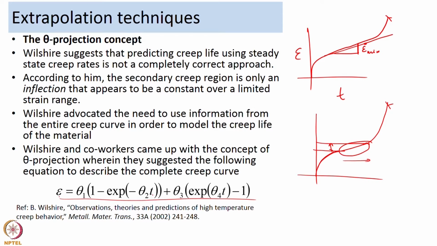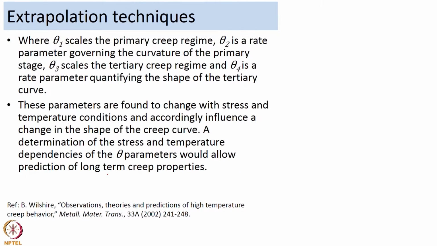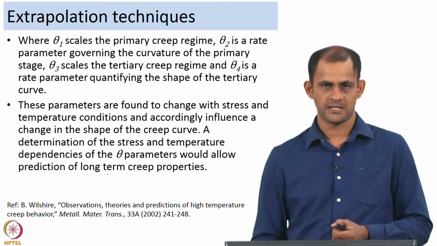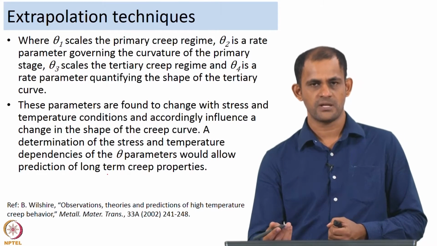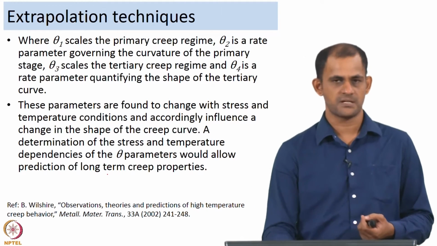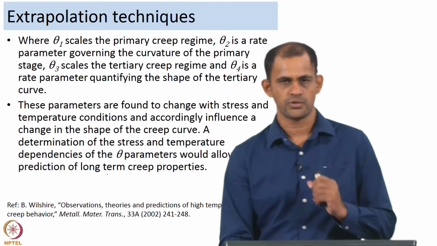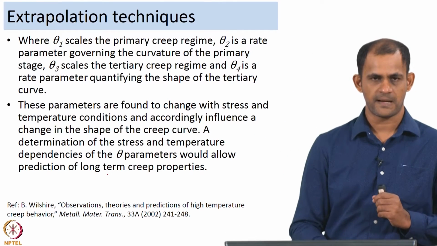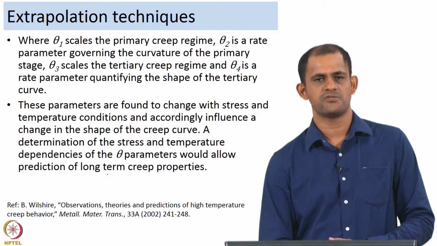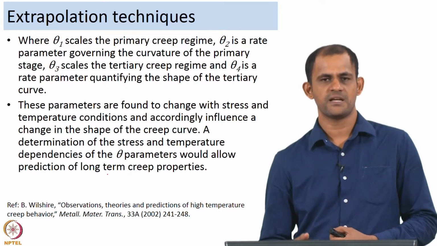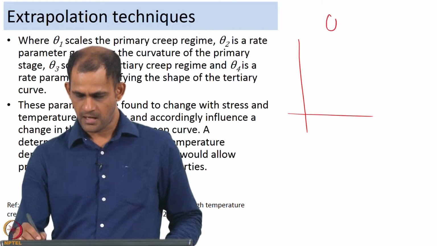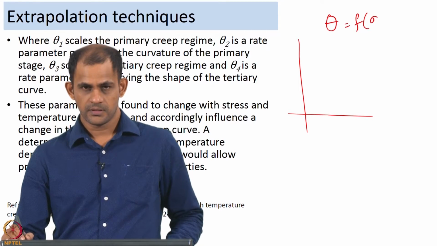So, you have these theta parameters theta 1, theta 2, theta 3 and theta 4, where theta 1 scales the primary creep regime, and theta 2 is a rate parameter corresponding to the curvature of the primary creep regime. Theta 3 is basically scaling the tertiary creep regime, and theta 4 is a rate parameter corresponding to the tertiary creep regime. What they have noticed through their studies is these parameters are found to change with stress and temperature conditions, and accordingly can influence a change in the shape of the curve. So, these theta values are a function of stress and temperature.